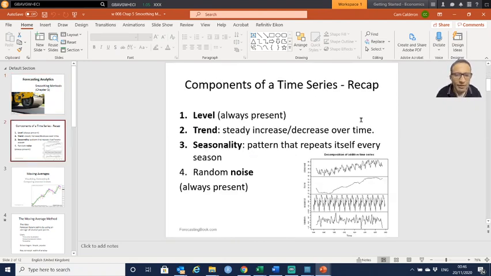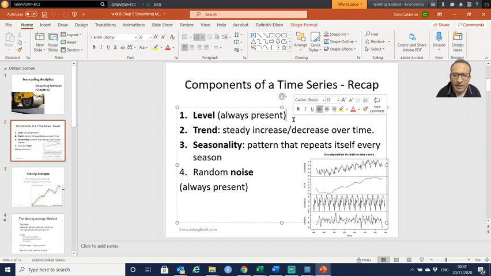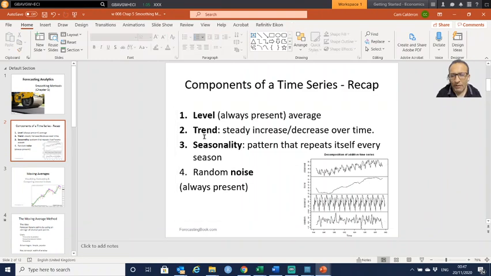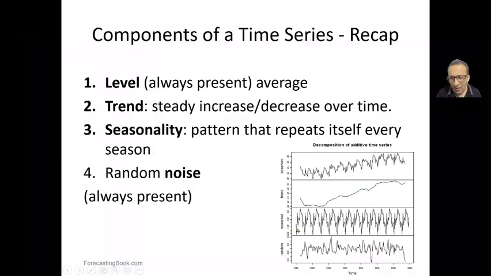Just as a recap, all time series have level. Yes, it's always present. The level is simply the average of the time series. They also have a trend, a direction if you want, a steady increase or a decrease over time, or nothing. They always have as well a seasonality. The seasonality is a pattern that repeats itself every season. Here we can see in the picture that we have a seasonality around here.